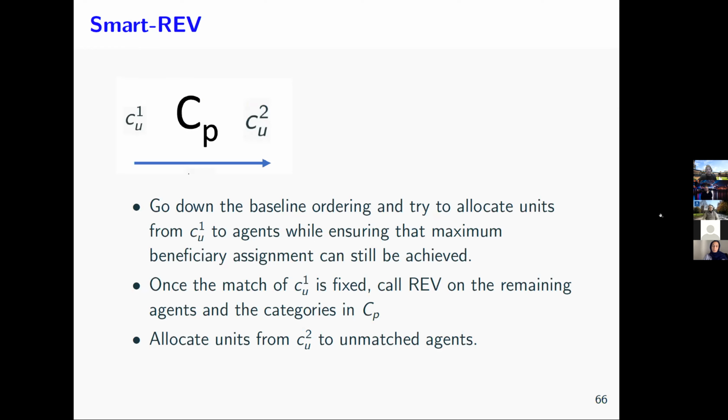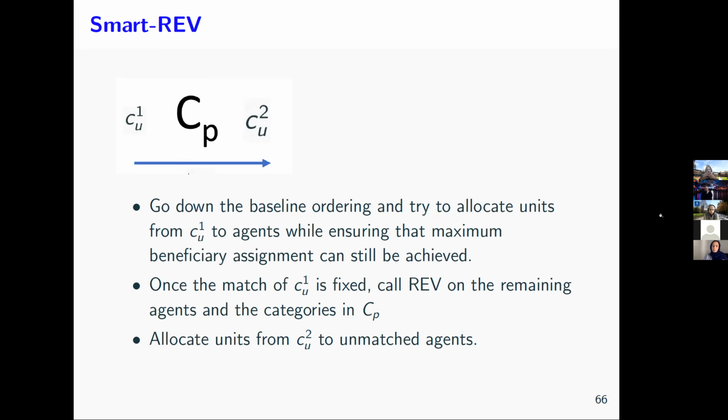Basically, what we do is we go down the baseline ordering, and we try to allocate units from CU1 to agents while ensuring that the maximum beneficiary assignment can still be achieved. So this is what we're trying to do in the previous algorithm.